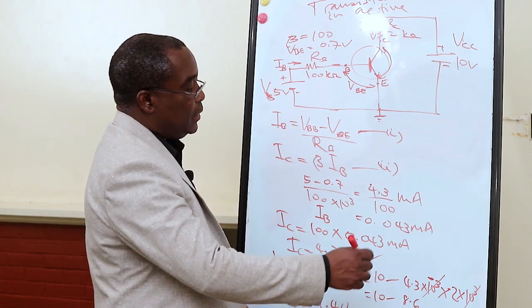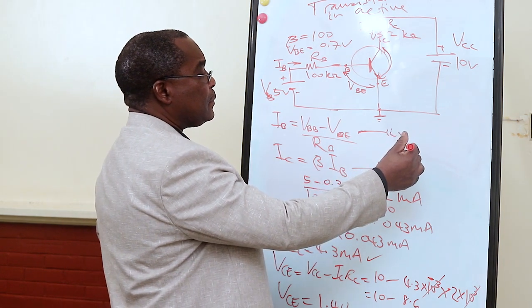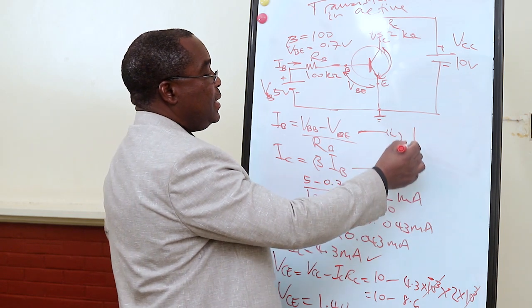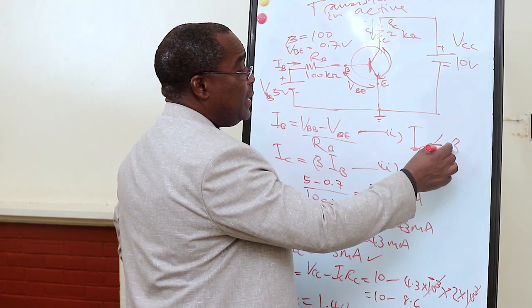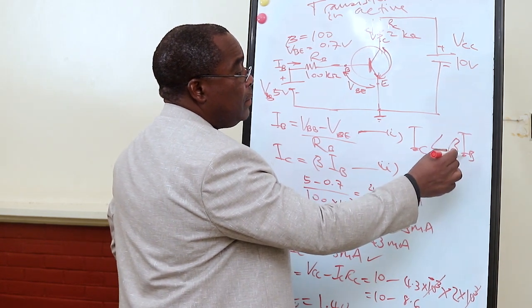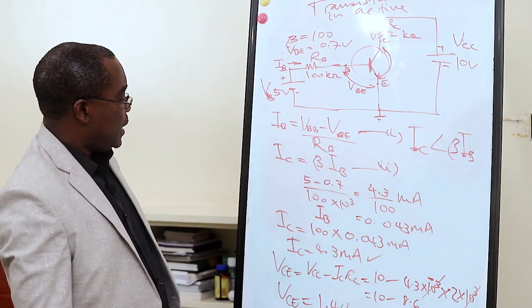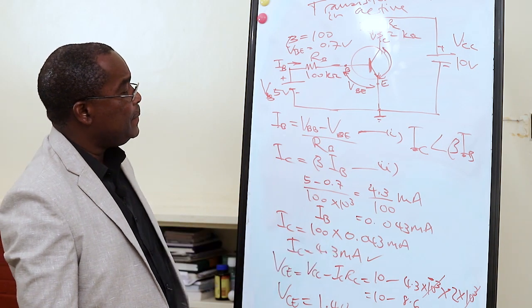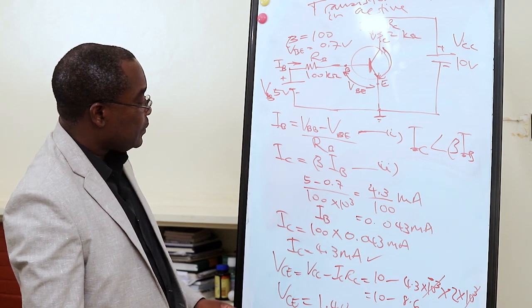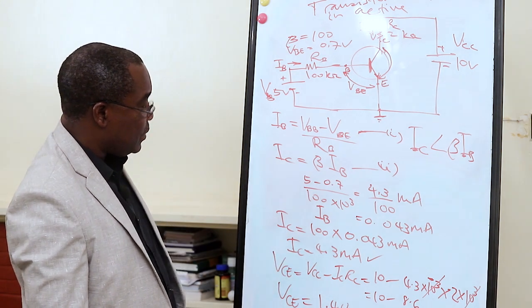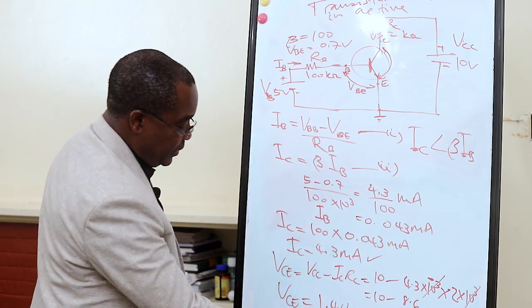Also, how can you know it's in active mode? Because in a saturation situation, the IC is less than the beta IB. Here, our IC is 4.3 milliampere, and our beta IB is also the same. So it's in the active region.